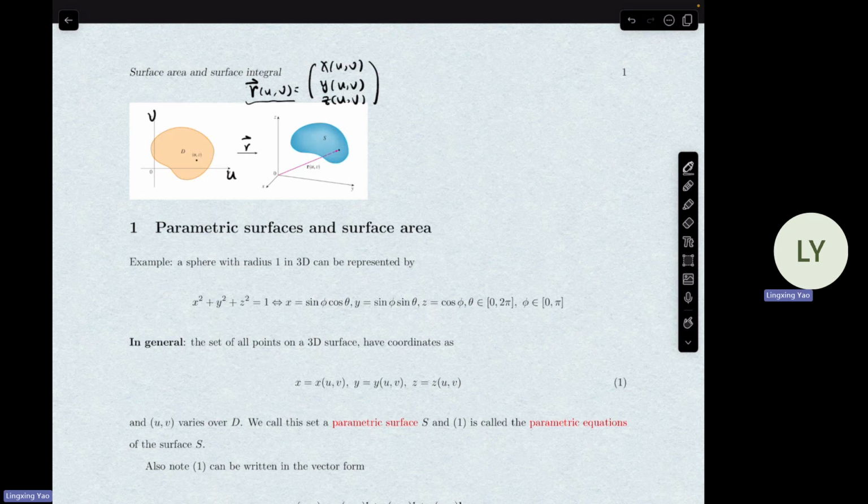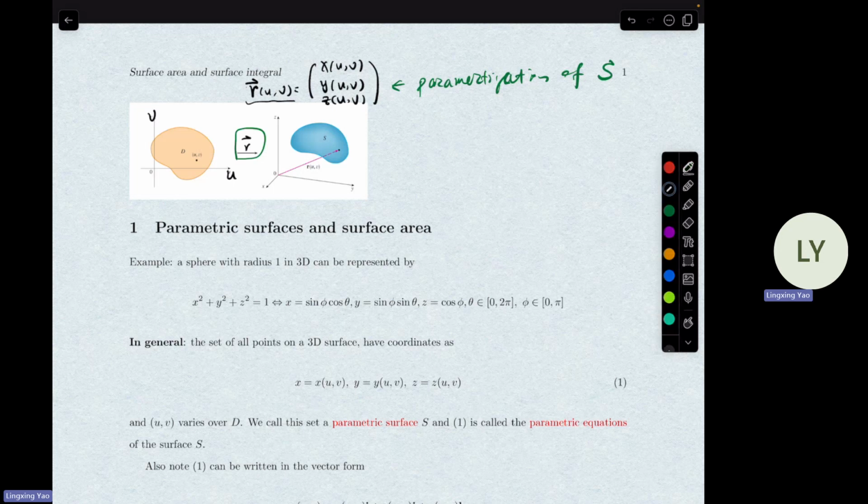So now you can see we are establishing the connection between a parameter pair (u, v) and a point in three-dimensional space (x, y, z) through this R. This is the so-called parameterization of the surface S.